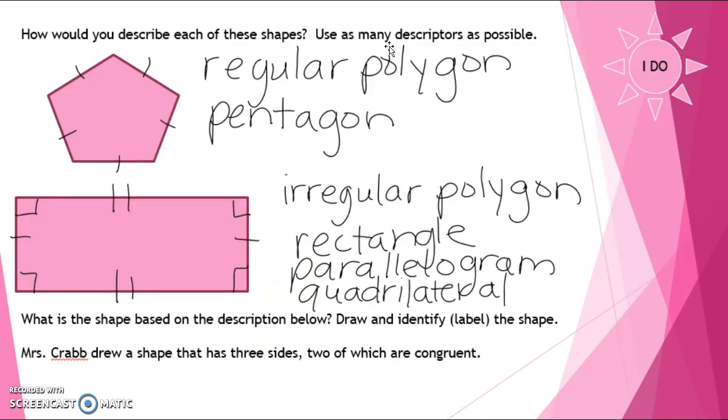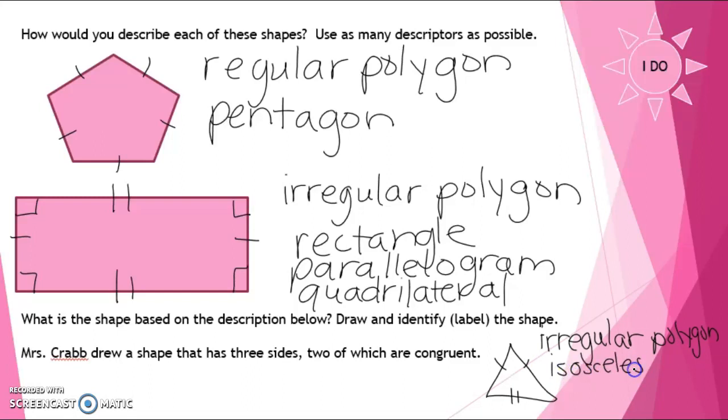Miss Crab drew a shape that has 3 sides, 2 of which are congruent. Oh man, I know exactly what this is. If these 2 sides are congruent, this is not. This is a polygon because all the sides are the same, and it is also an isosceles triangle. Go back, and I described it that way. Okay?